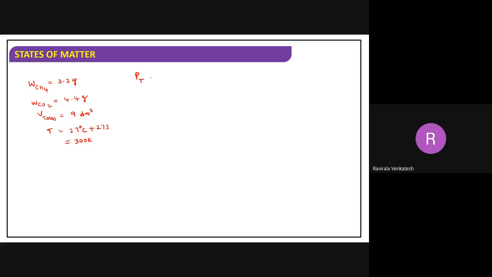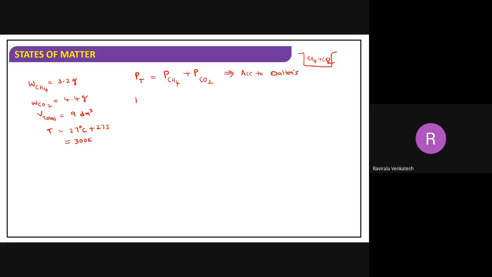P total is equal to what, what is the formula, beta? The container contains methane plus carbon dioxide. Correct? Now, P total is equal to what? Partial pressure of methane, correct? Plus partial pressure of what? Tell me, beta. Carbon dioxide. This is according to which law, beta? Dalton's law. According to Dalton's law. And these are non-reactive gases. Methane and carbon dioxide never react at normal temperatures.